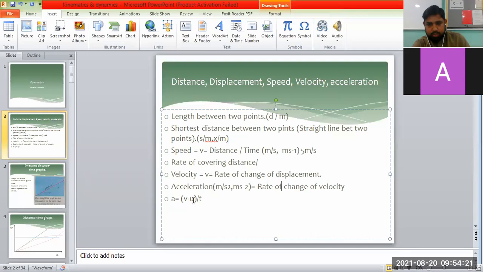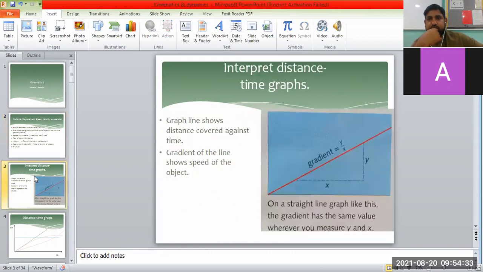Cover all the topics and all the subtopics, and I'll, inshallah, provide you the presentation of the video so you will be able to watch it later also. Okay, then the important topic here is distance-time and velocity-time graphs.